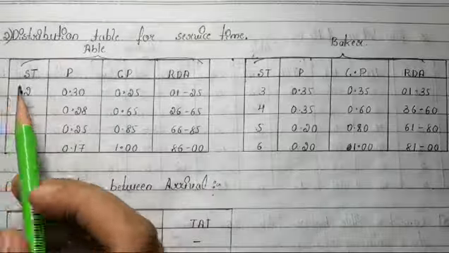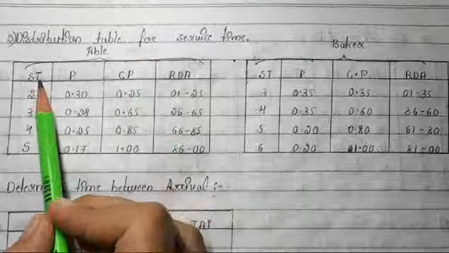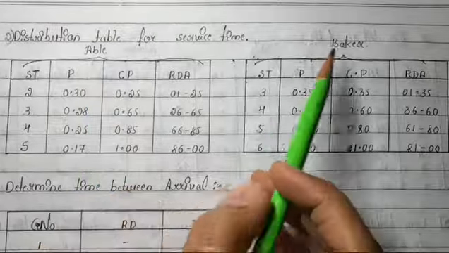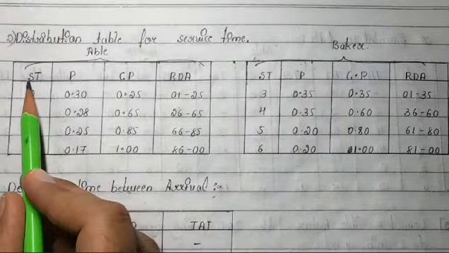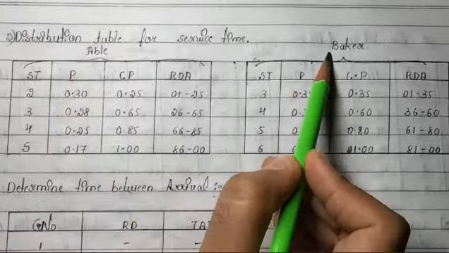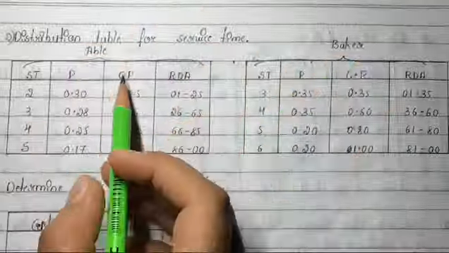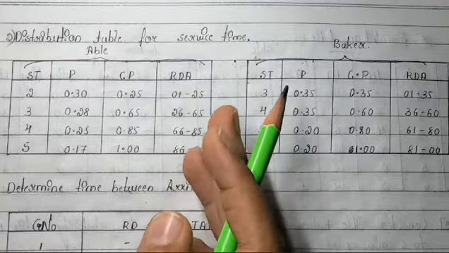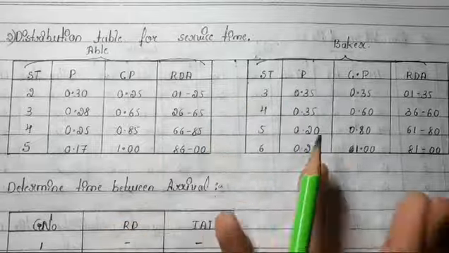Second step is to create the distribution table for service time. Here we need service time, probability, cumulative probability, and random digit assignment for Able and Baker. In the question, they are provided with a service time and probability for Able and service time and probability for Baker separately, so we are considering the tables separately. The cumulative probability and random digit assignment can be calculated the same way as in the previous step, step 1. Please follow carefully, you will get the answer.